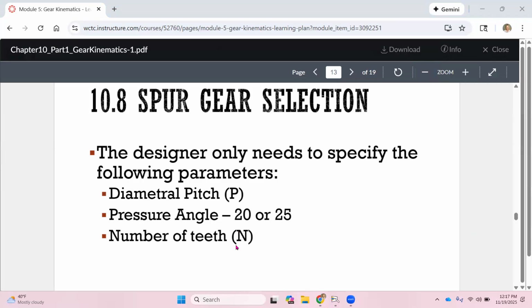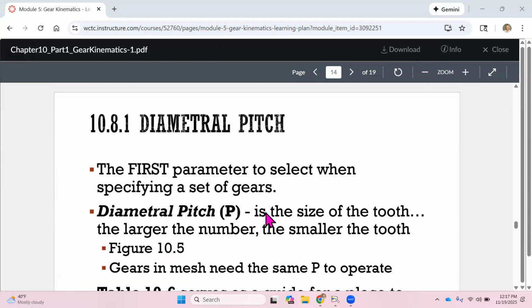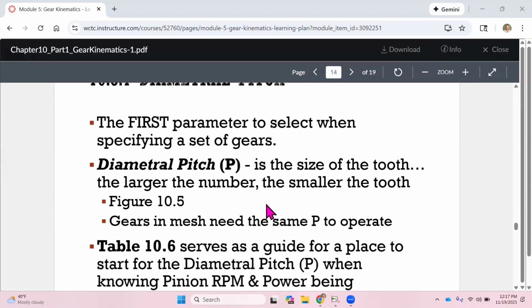So number of teeth, pressure angle, and diametral pitch all have to be specified for each one of our gears, with the diametral pitch and the pressure angle having to be the same when we have 2 gears in mesh. Number of teeth obviously is going to be most often different. So we've already talked about diametral pitch, redefining it, if you would. Remember, diametral pitch's variable is going to be that capital P. Okay. And it says here it's the first parameter that we select when we're specifying the gears.